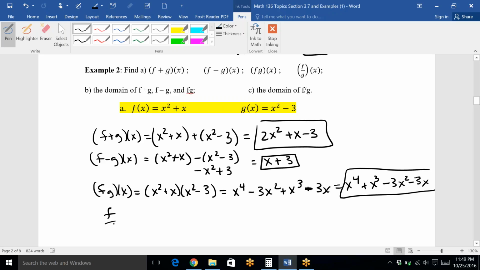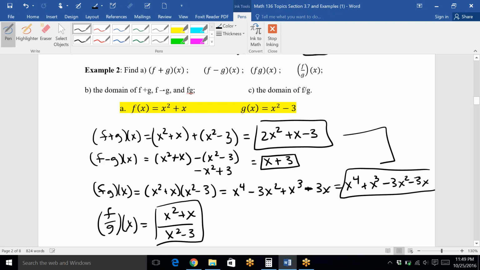And then f over g, you put the first function over the second one, and just make sure it doesn't reduce. I could pull an x out of the top here, but it will not help me cancel anything. So the big thing is the domain of these. For the first three, the domain is always the same. It's what do these two domains have in common? Well, they're both polynomials, which means they both have domains of any real number. So for these right here, the first three, the domain would still be all real numbers.